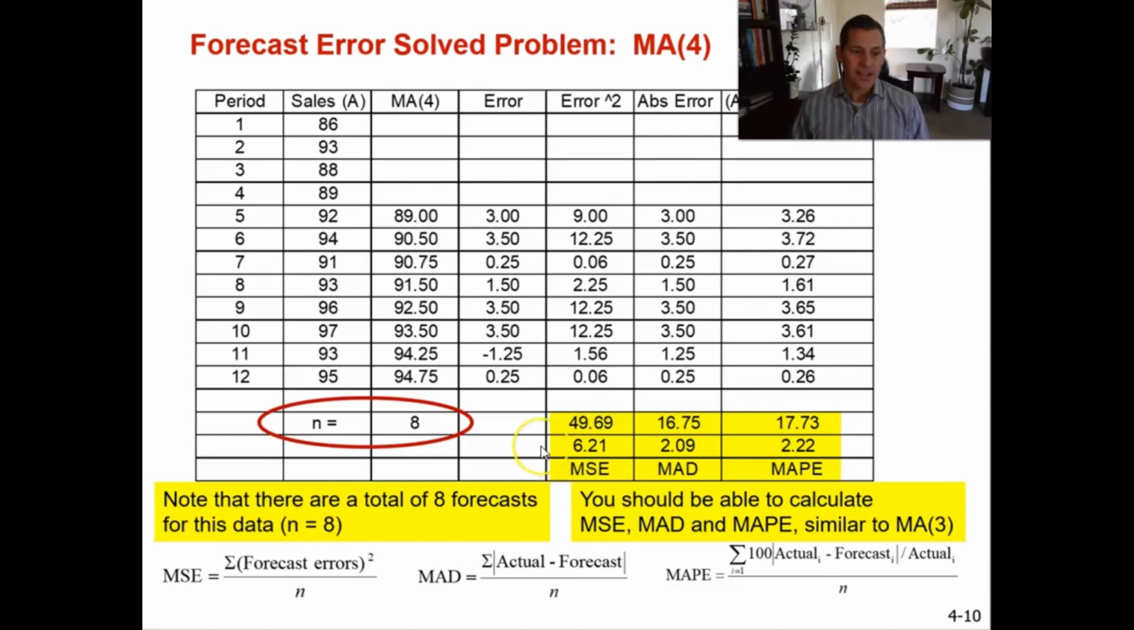You're going to divide by 8 this time, and that will give you your mean squared error of 6.21, a mean absolute deviation of 2.09, and a mean absolute percentage error of 2.22. So we're now done with the 4-period moving average. I didn't walk you through step by step because every step is exactly the same as the 3-period moving average, with the exception of an n of 8 versus an n of 9.